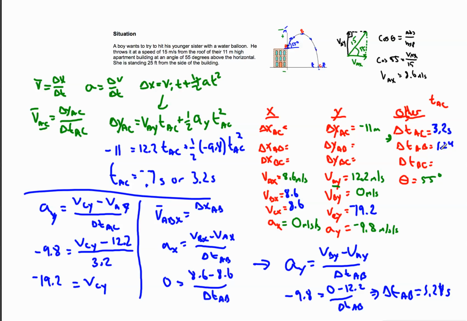1.24. Well, if that's the case, then A to C is pretty easy. That's just going to be 1.96. See if that adds up. 4 to make 2, 3, yeah. Okay, 1.96 seconds.